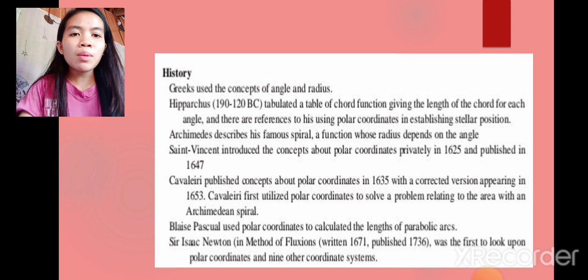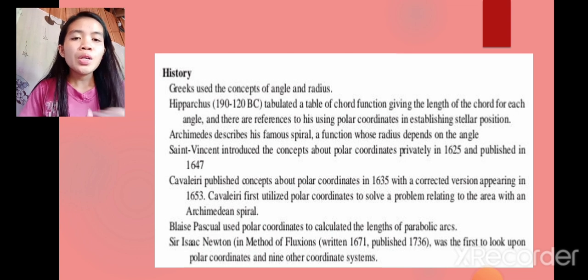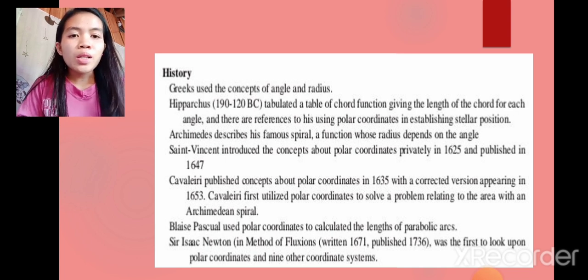Cavalieri published the concept of polar coordinates in 1635, with a corrected version appearing in 1653. Cavalieri first utilized polar coordinates to solve a problem relating to an area with an Archimedean spiral. Blaise Pascal used polar coordinates to calculate the length of parabolic arcs.